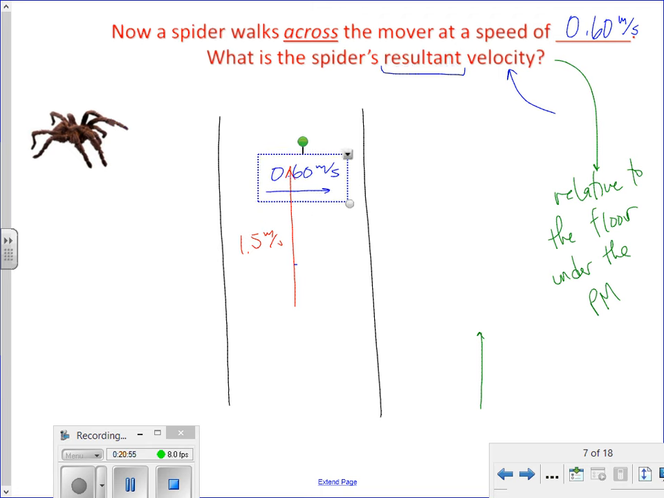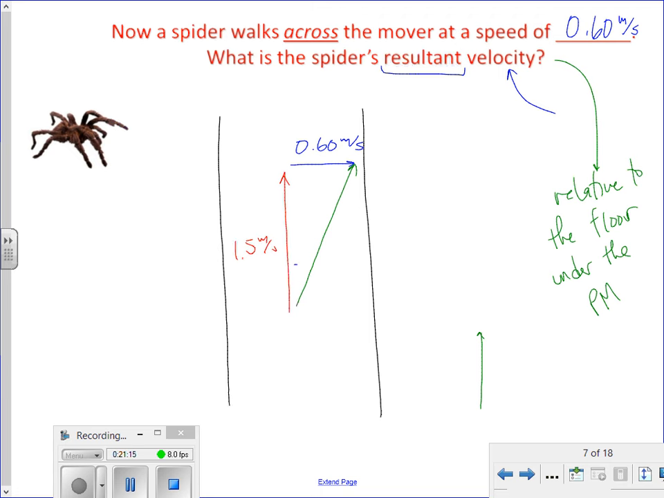So, well, remember, we said as long as the tail of this one touches the tip of that one, well, that's actually what's happening. And the representation of the spider's actual velocity is this. The spider does go 1.5 meters per second north. At the same time, it goes 0.60 meters per second across. And the resultant of that, the sum of those two velocities, the total, the net velocity, is this. This is the spider's velocity.